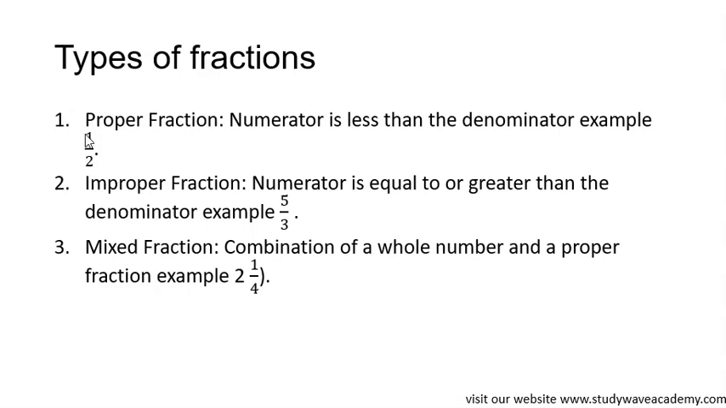If you have 2 over 3, it's still a proper fraction, right? Because 2 is smaller than 3. Do you understand that? Good. Then the next one, improper fraction.